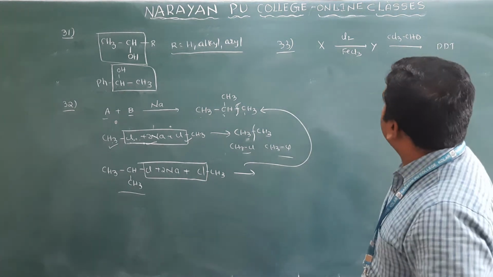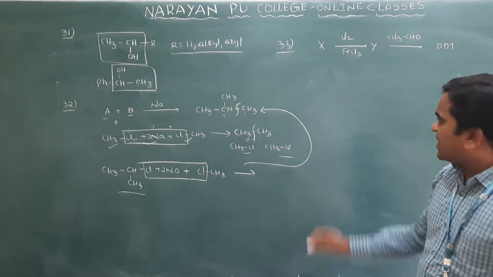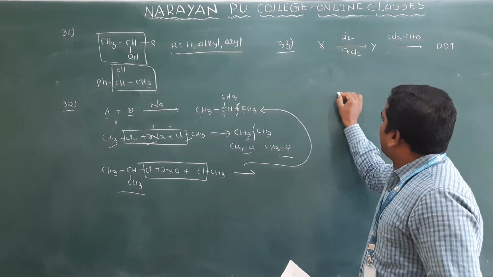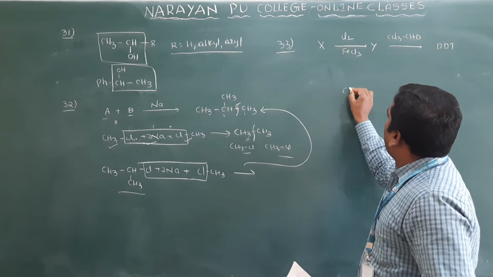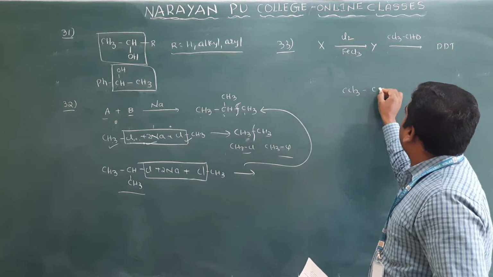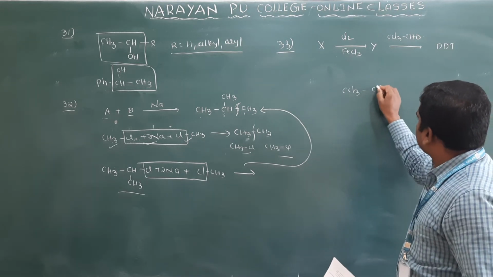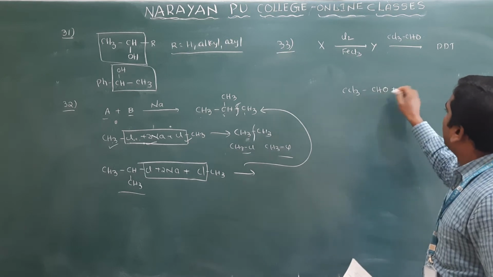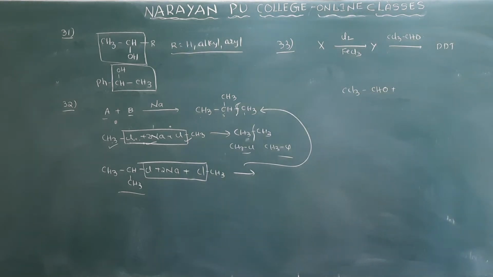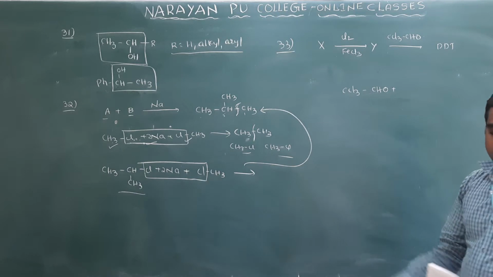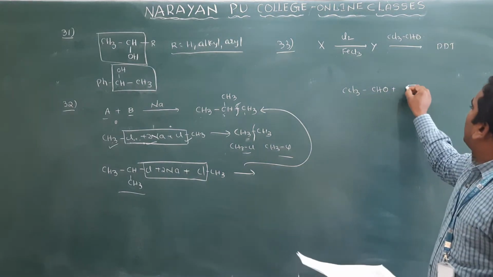So how DDT is prepared, we have already discussed. How will it be prepared? You will get it here, and you know, chloral when reacted with 2 moles of chlorobenzene.